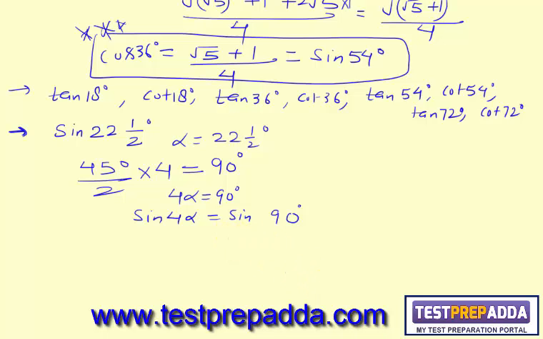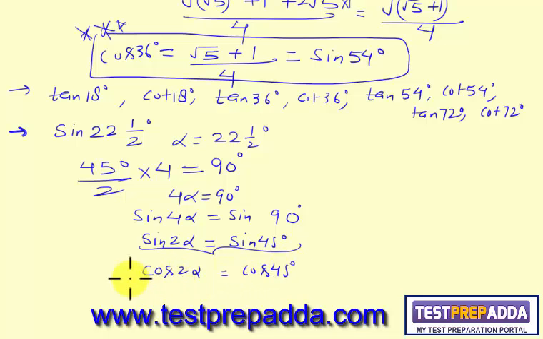Now, or you can say sine 2 alpha is equal to sine 45 degree. Okay, and better in place of taking sine, if I take cos on both sides, cos 2 alpha will be cos 45 degree, right? Why am I taking cos 2 alpha?